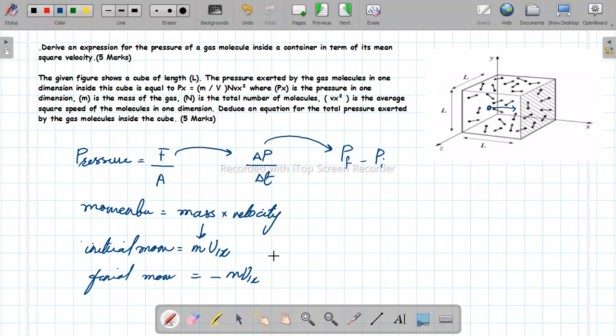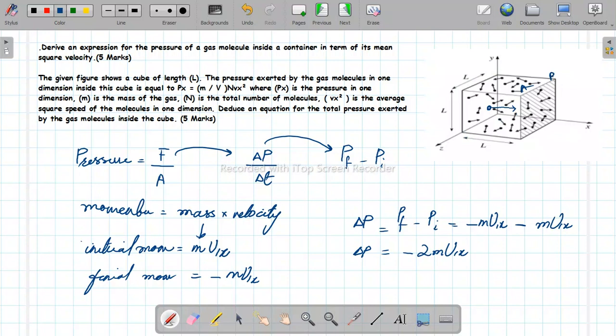How do we calculate change in momentum? As mentioned earlier, change in momentum is final momentum minus initial momentum. Final momentum is minus m v1x, from the formula right here, and the initial momentum is m v1x. Therefore, change in momentum comes out to be minus 2 m v1x. This is the change in momentum. We are to derive the expression for time in order to calculate the rate of change of momentum.